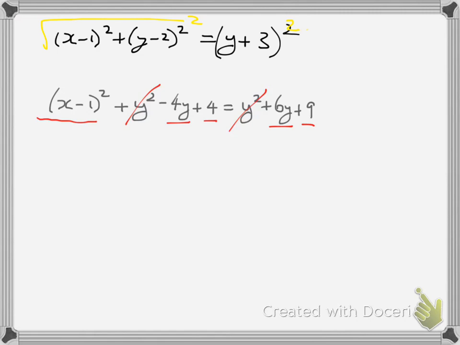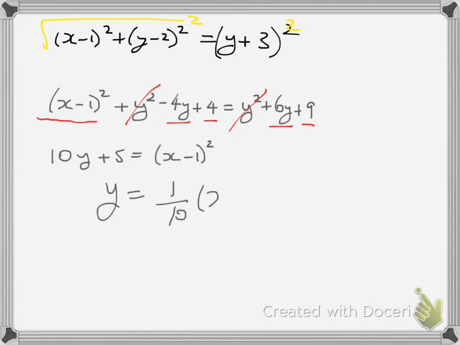So let's just tidy it up. So I get 10y plus 5 equals (x minus 1) squared, reversing the order of both sides. Now I could write this in the form y equals 1/10 (x minus 1) squared minus 1/2, full marks.